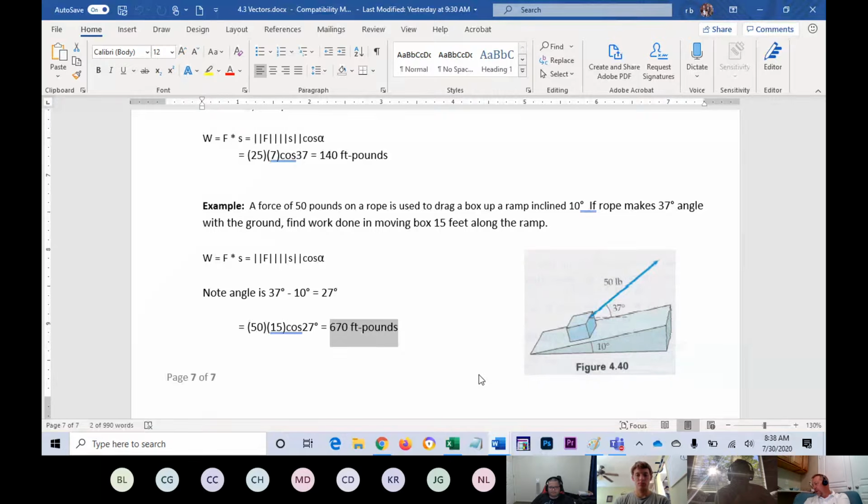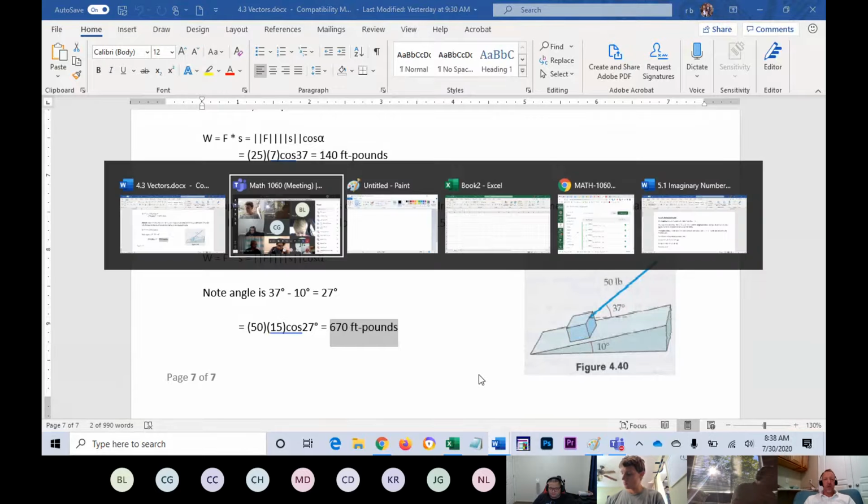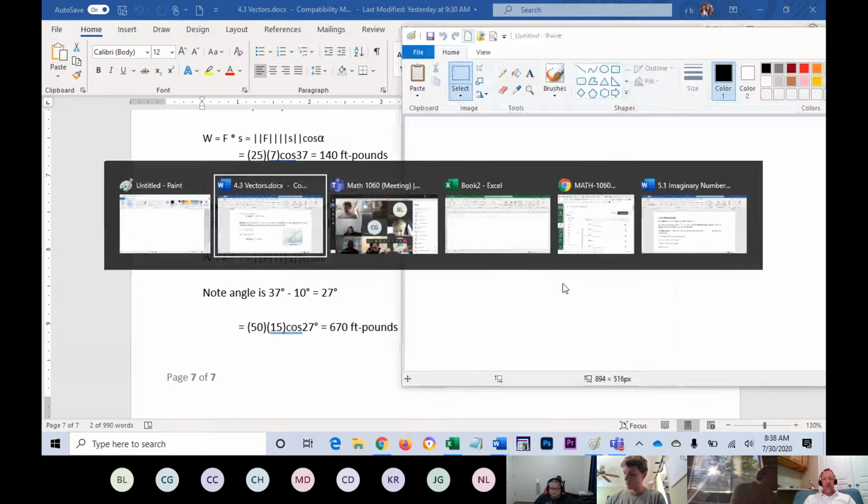I'll take that as a no. So we're going to move on to 5.1. My notes got messed up on that, so I'm going to follow the book. But I think you guys will actually like 5.1 here.